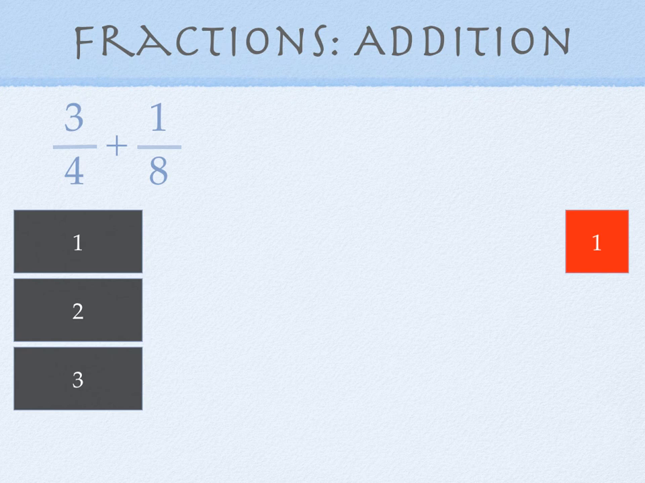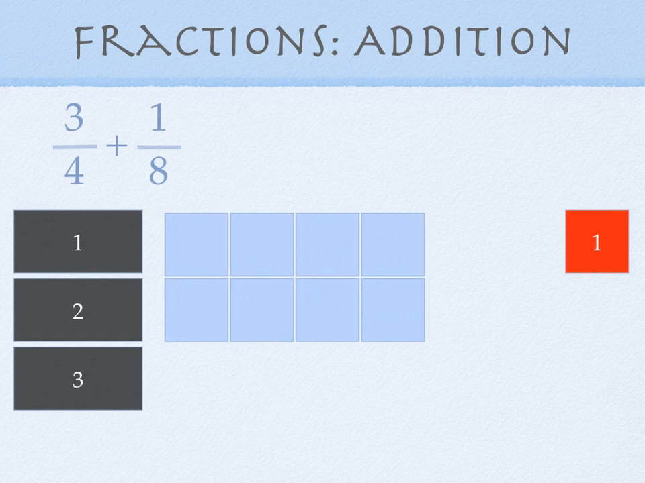And if I do that, if I think of 4 and 8, what I'm really looking for is the lowest common multiple. The lowest common multiple between 4 and 8 is the number 8. So I need to change 3/4 into a fraction that has 8 in the denominator. So I ask myself, 4, how do I make that into an 8? Well, that's 4 times 2.